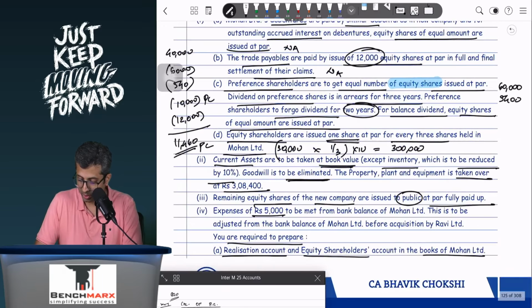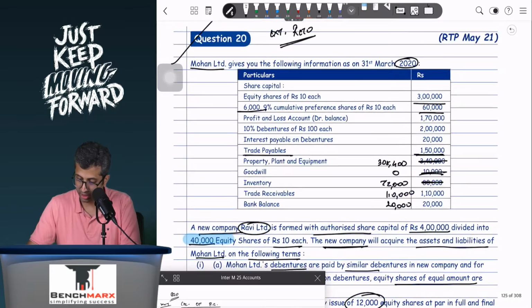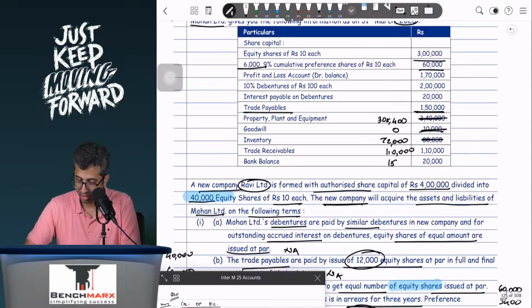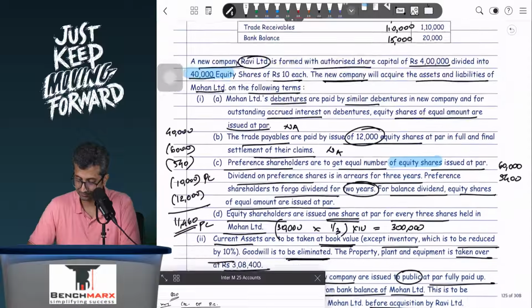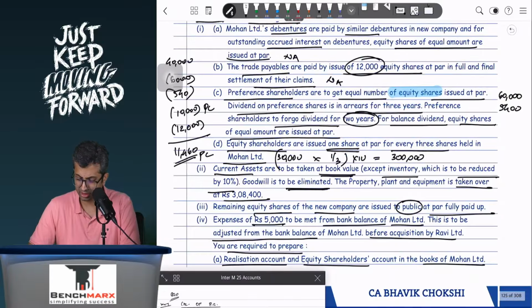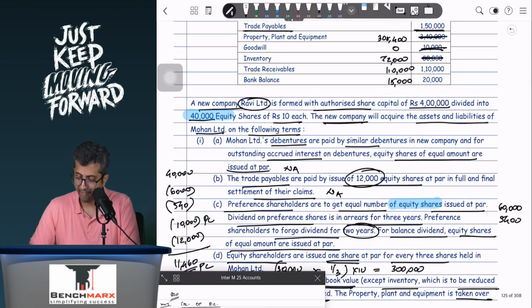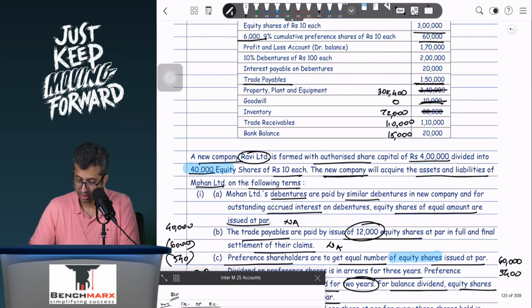Expenses of 5,000 are to be met from the bank balance of Mohan. This is to be adjusted from the bank balance of Mohan before acquisition done by Ravi. So over here the bank balance that will be taken over will be 15,000 after adjusting acquisition expenses.